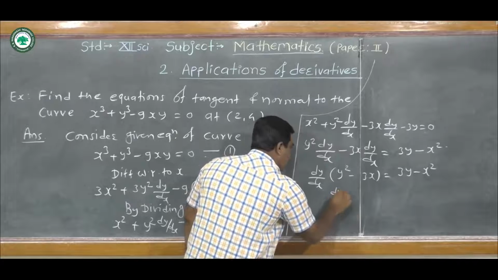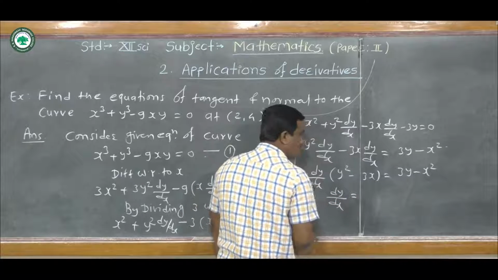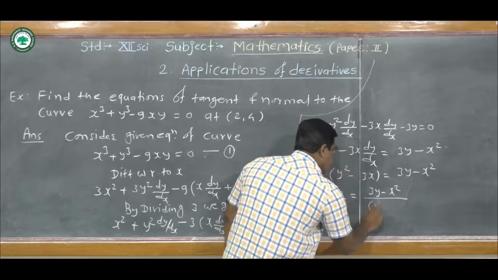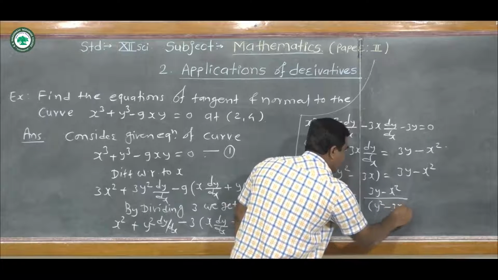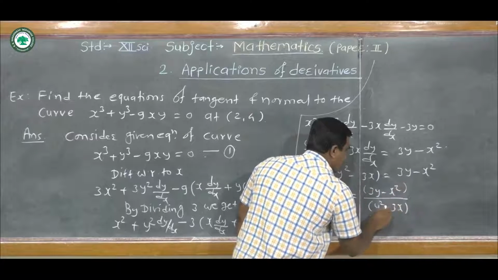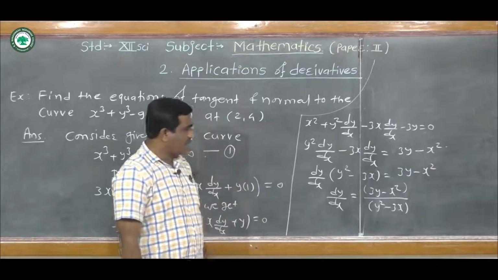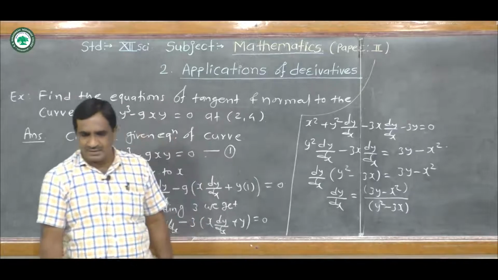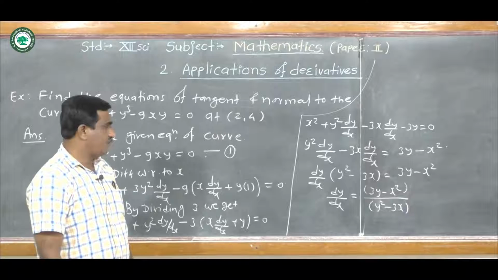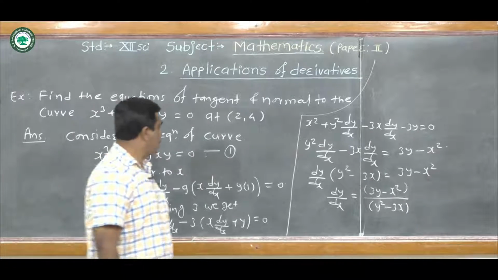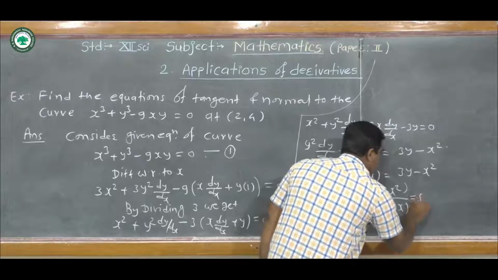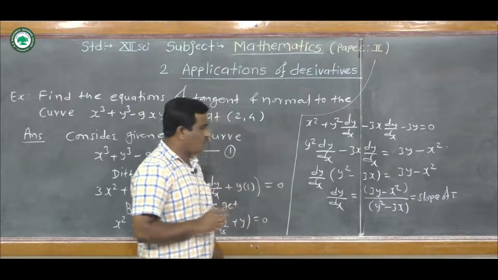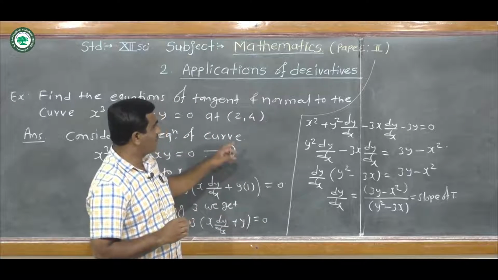That is, find the value of dy by dx. Dy by dx is equal to 3y minus x square upon y square minus 3x. Okay. Now dy by dx is equal to 3y minus x square upon y square minus 3x. This is the slope of tangent. This is nothing but slope of tangent.